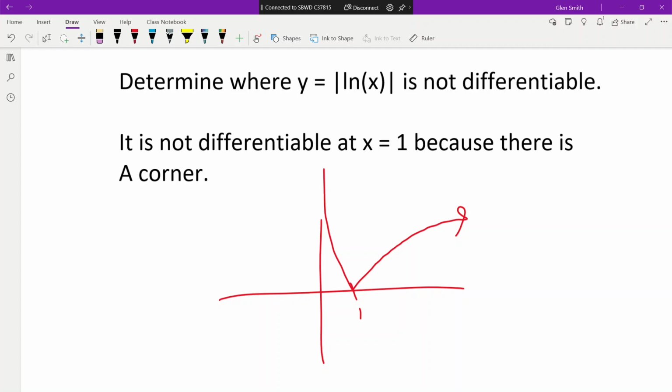So on our test on Tuesday, much like on the reviews that you will see, I'm going to throw a handful of functions at you and say, where is this not differentiable? You're either going to tell me, we're going to find the x values because there are corners or because there's discontinuity, okay? Or a vertical tangent, or because the derivative is undefined. All those things work out, okay? You'll see as we go through the review. Everybody good? Does this make sense? Not too crazy?